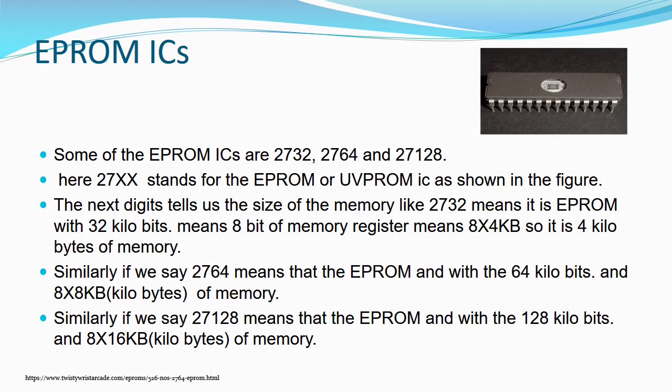In the case of 2732, it means that it has 32 kilobits of memory. If we collect 8 bits as a byte, then it becomes 8 multiplied by 4 kilobytes of memory. A byte is a combination of 8 bits. Similarly, in the case of 2764, 27 means it is EPROM and 64 means 64 kilobits of memory. In bytes, it becomes 8 multiplied by 8 kilobytes of memory. Similarly, 27128 means EPROM with 128 kilobits of memory. In bytes, it becomes 8 multiplied by 16 kilobytes of memory.